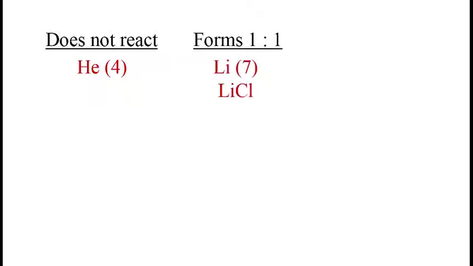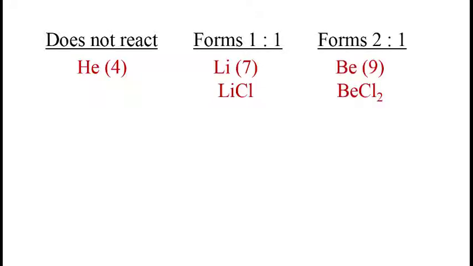The next heaviest element is lithium, whose molar mass is 7. It forms a compound with chlorine that has 1 chlorine for each lithium. We write the chemical formula LiCl. The next heaviest element is beryllium, which makes a compound that has 2 chlorines for each beryllium, BeCl2.